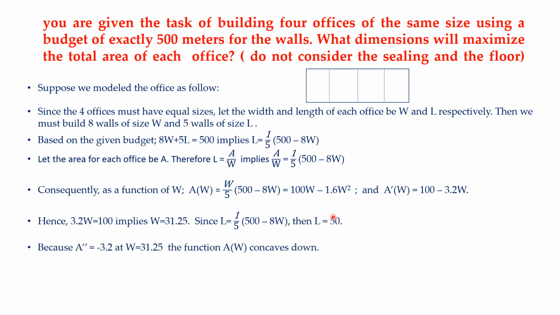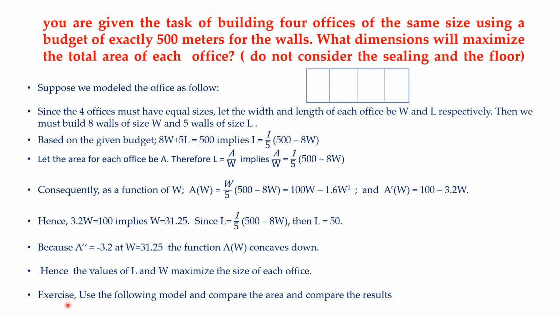Now we have these two values. We have to look for the second derivative of A, A double prime, which is equal to negative 3.2 at the value of W equal to 31.25. So we can conclude that the concavity at that particular value is downwards. Since the concavity is downwards, it's good news for us because the values of L and W maximize the size of each office, and that's what we wanted.